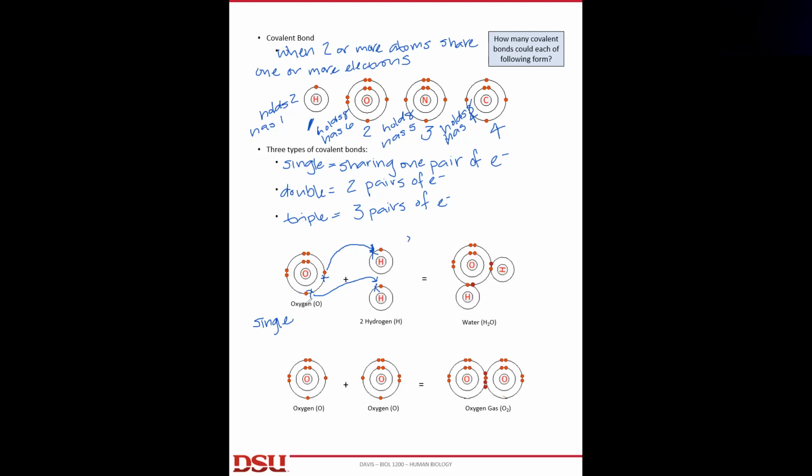All right, so if we look at oxygen gas, O2, we have 2 oxygen atoms, and they're going to share 2 electrons between them. Okay, so that makes this a double bond. Here we had 3 atoms in total. Here we only have 2. So it's a double bond because there's 2 pairs of electrons being shared between these atoms.